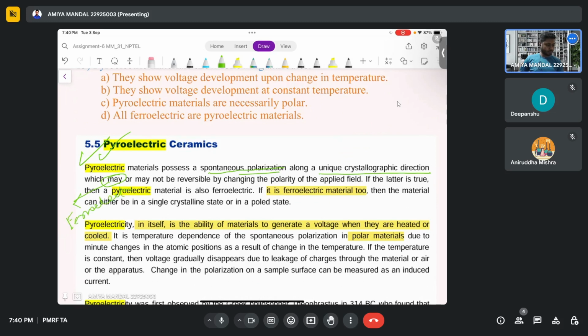Otherwise, it is pyroelectricity itself. By changing the polarity of the applied field, if the latter is true, then the pyroelectric material is also ferroelectric, which I have told you. If ferroelectricity is true, then the material is either single crystalline or in a poled state. So that is the concept.